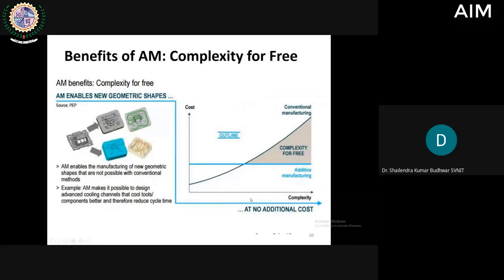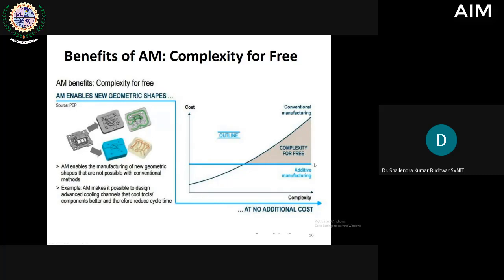And complexity, actually in additive manufacturing, you will get the complexity for free. Because you can see from this graph, when complexity increases, then in conventional manufacturing, the cost of that product increases linearly. But in case of additive manufacturing, the cost remains the same with the increase in complexity.